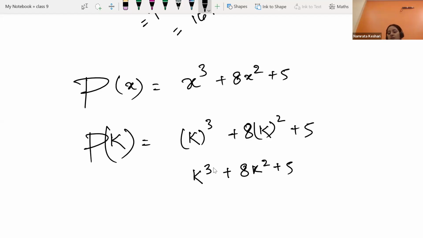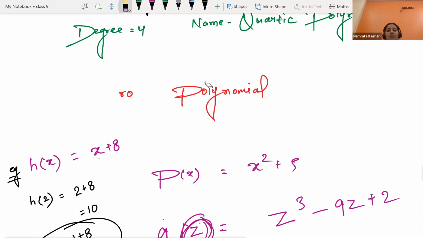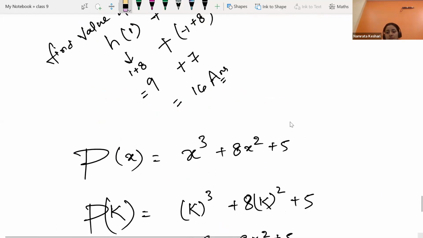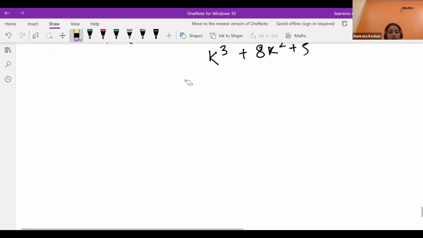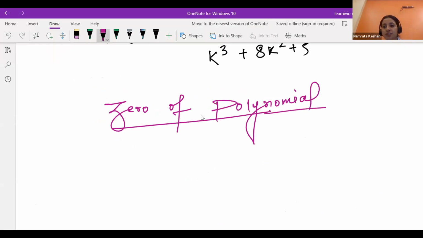Okay, ma'am. Yeah. Now zeros of the polynomial, which is really, really important. So let's try understanding what exactly is the meaning of the zero. Let me share the screen. So please don't get confused. Today we have covered identification of polynomial, degree, and names on the basis of degree. Coefficient was already known to you. Now we are going to take zero of the polynomial.